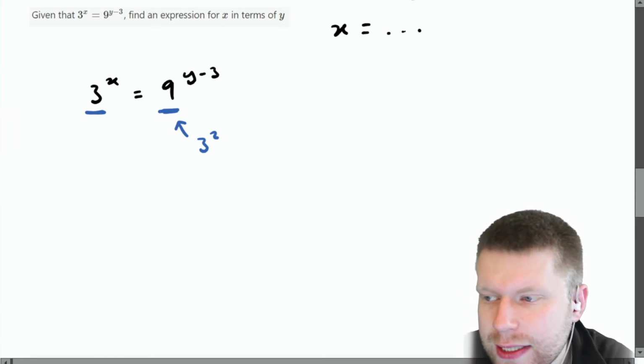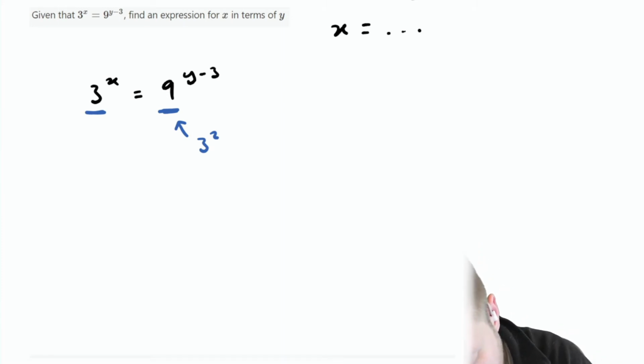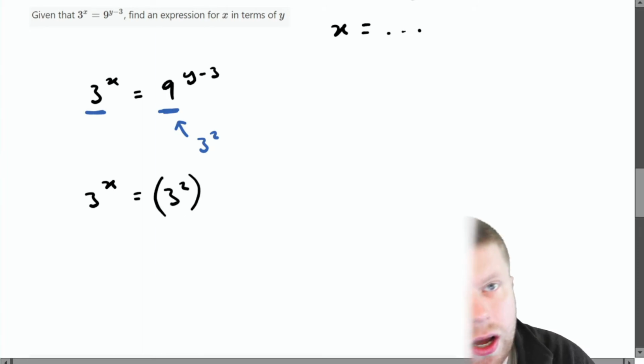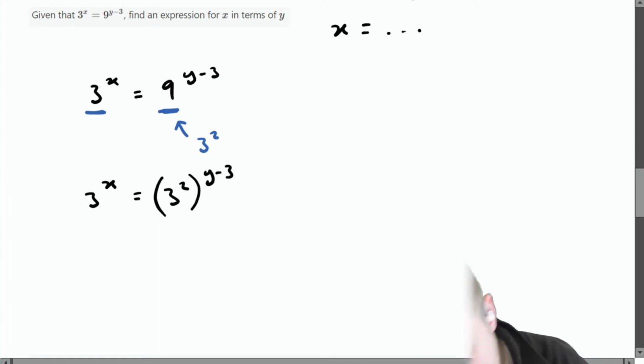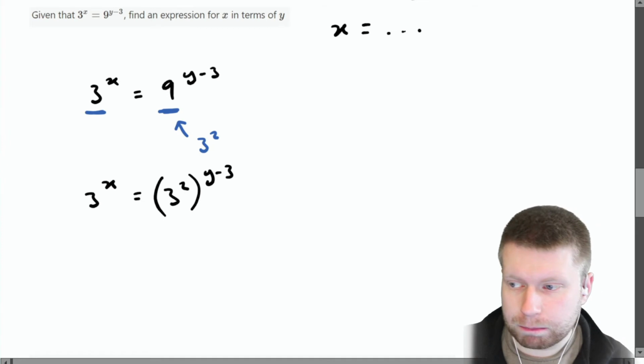So if I want the base the same, I could just treat 9 as 3 squared. Then this equation would become 3 to the power of x is equal to 3 to the power of 2, and then just to make sure I capture everything, I'm going to put it in a bracket, and then to the power of y minus 3. So I'm writing the same thing, but instead of writing 9, I'm just writing 3 squared. That's all I've done there.